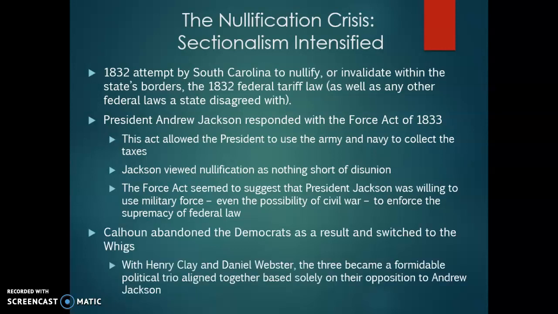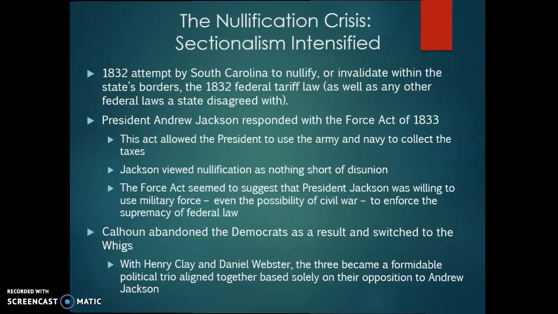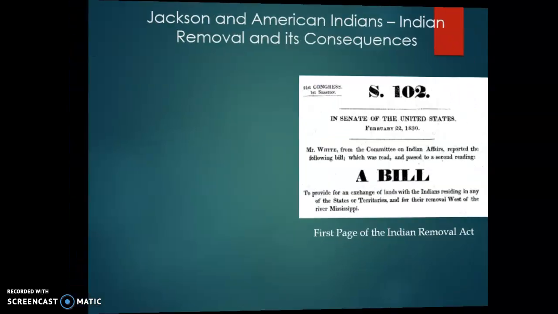And so you'll see this: Calhoun abandoned the Democrats as a result and switched to the Whigs because he doesn't like what's going on. And they became a formal political party based on their opposition to Andrew Jackson. Now, this is very important because later, when we get to the Civil War, the South is going to say it's not about slavery, it's about states' rights. Not true. It's about states' rights to keep slavery, because if it was truly just about the states' rights to do as they pleased, they would have seceded here. But we'll see that as we get forward later in the class.